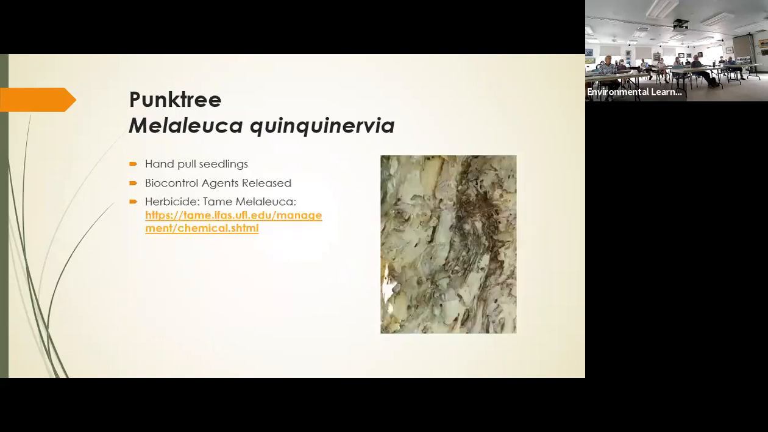There are biocontrol agents that have been released that have done an okay job. They haven't been as stunningly successful as folks would have liked. And you cannot do a basal bark treatment on this because the spongy bark prevents the uptake of the herbicide. So you would actually have to girdle this. And there's a website there if you're looking for herbicide control techniques for this tree. Punk tree is another name for it. Next slide.